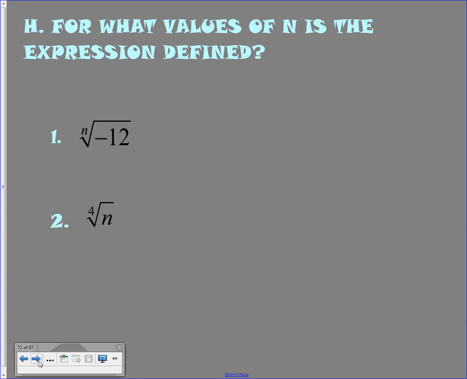H says for what values of n is the expression defined. So when do you get an answer? I can get an answer if there's a negative in there if n is odd. Because if that was even, I would have a no solution. Now number 2, this is even here, which means to have an answer n would have to be positive. So I'd say n is greater than or equal to 0.